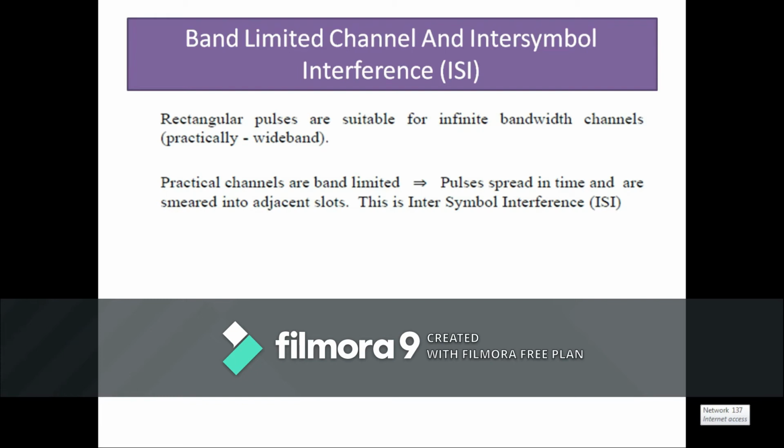Next, the band limited channel and inter symbol interference. What happens in this case? Rectangular pulses are suitable for infinite bandwidth channels, particularly wide band, and practical channels are band limited. Band limited means the pulses spread in time and smear into the adjacent slot, and this is inter symbol interference. Basically there are two channels that become overlapped together, there is some aliasing, and due to that aliasing inter symbol interference is created.